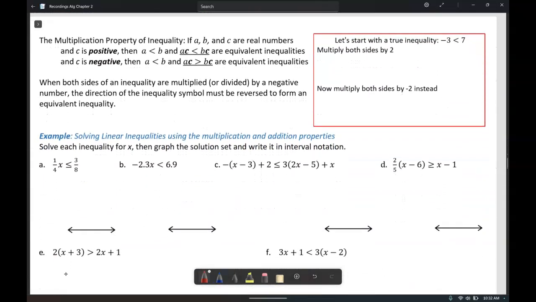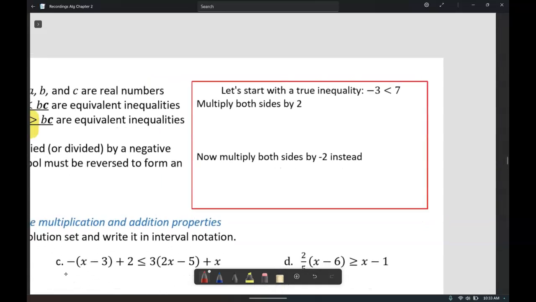Now, the multiplication property is very similar to the multiplication property of equations, but we do have a slight difference. Whenever we are multiplying or dividing by a value that is negative, the direction of the inequality will change. Let's take a look at why. Let's start with a true inequality such that negative 3 is less than 7. Let's take both sides and multiply by 2 and see what happens.